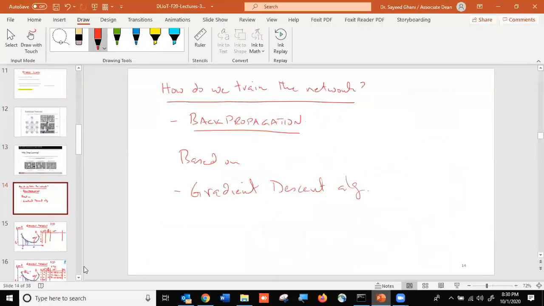The backpropagation algorithm is based on something called the gradient descent algorithm. The gradient descent algorithm basically says that you have to point me in the right direction. When I said that the weights have to be slightly modified, the question is in which direction do I change the weight? Do I go in this direction or that direction? The gradient descent algorithm tells the algorithm which direction you need to go.